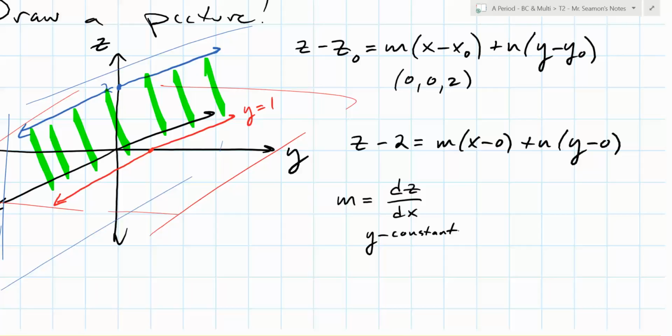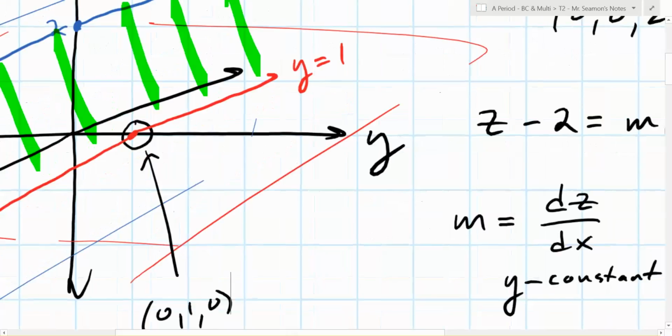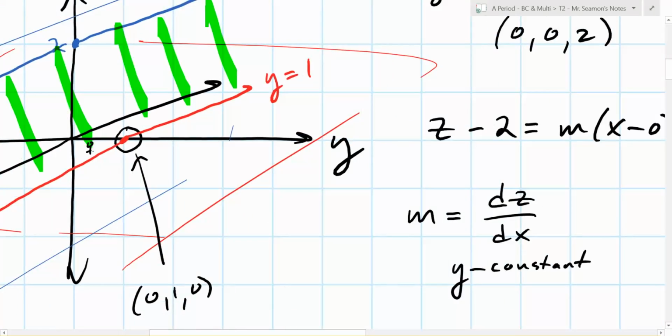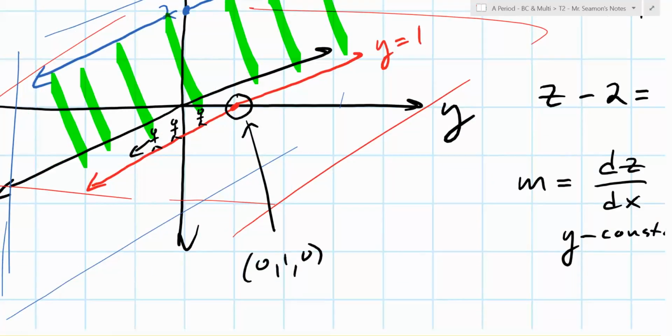So what's a great point we could start at? It's on the red line. What's a great point we could start our little journey on? How about right there? What's the coordinate for that point? 0, 1, 0. So if we're on that point and we go for a walk, here's our little dude. If he's walking that way, is he going up or down? Neither. He's still on the xy plane.